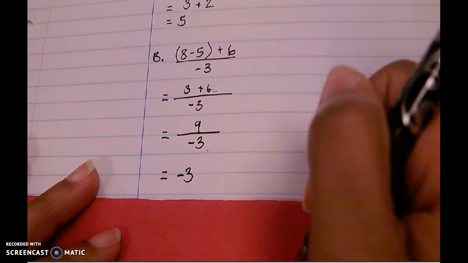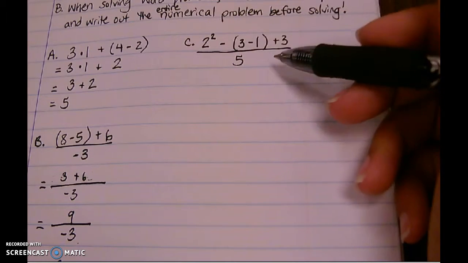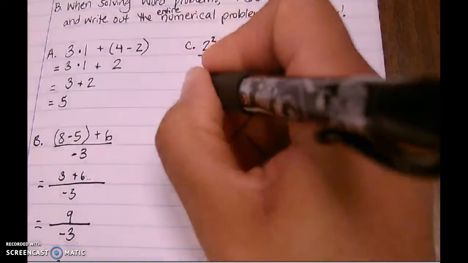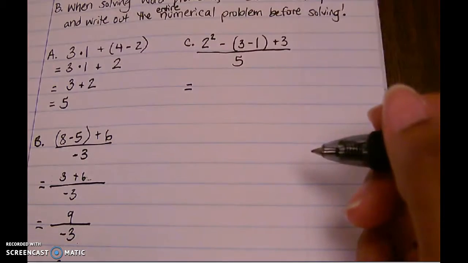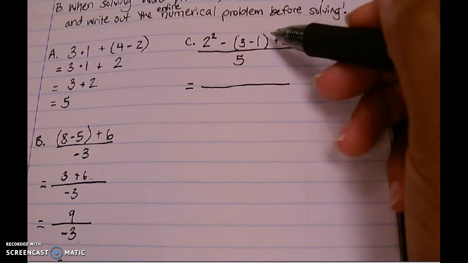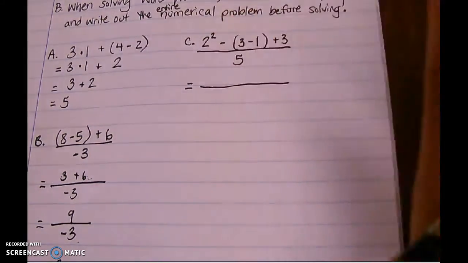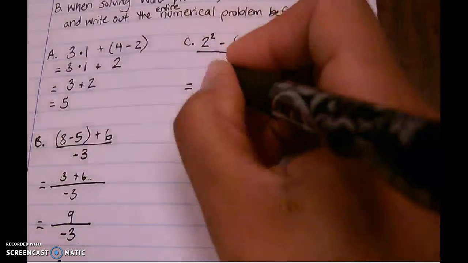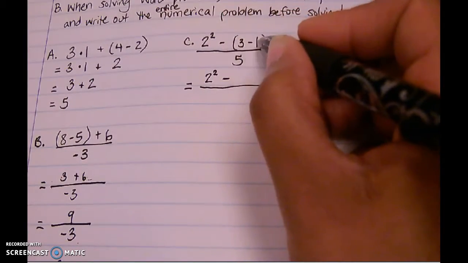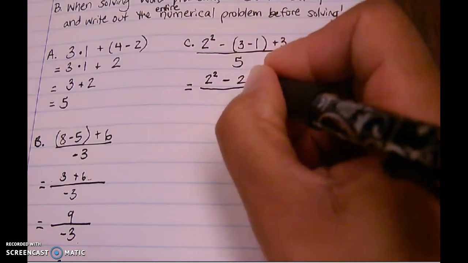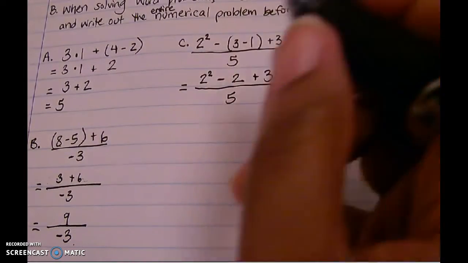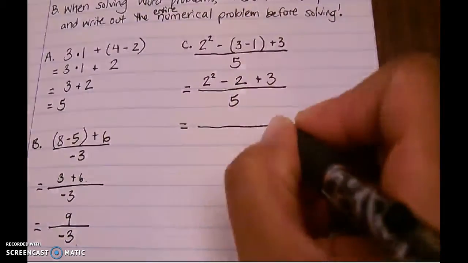Now let's look at our last problem. I'm going to solve problem C over here because I'm going to be working down a lot. So the first thing I'm going to do is put my equal sign out, and I'm going to draw my dividing line. My order of operations states that I need to solve for the parentheses first. So I'm going to bring everything else down. I'm going to bring down my 2 to the second power, minus 3 minus 1 is going to be 2, plus 3 over 5. I'm going to bring down my equal sign and my dividing line.